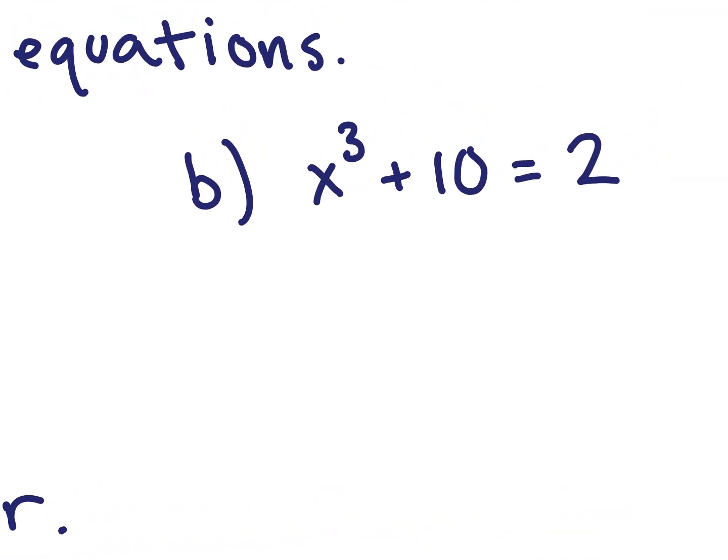All right, let's look at B. What should we do first to solve B? Move the 10. So I'm going to subtract 10 on both sides. So x to the third power is equal to negative 8. What would I do next?